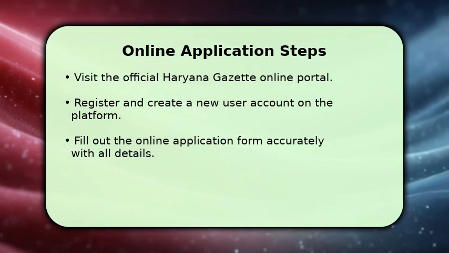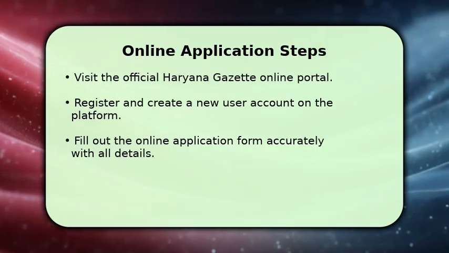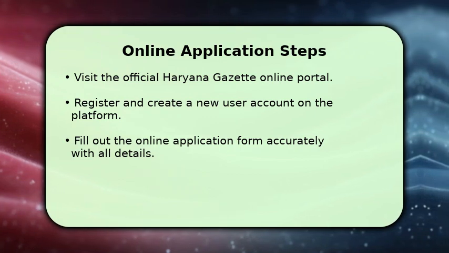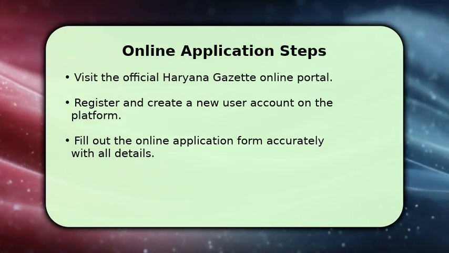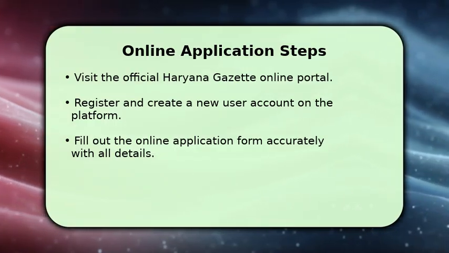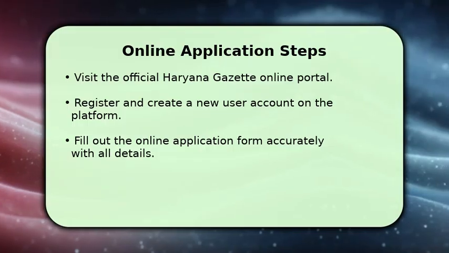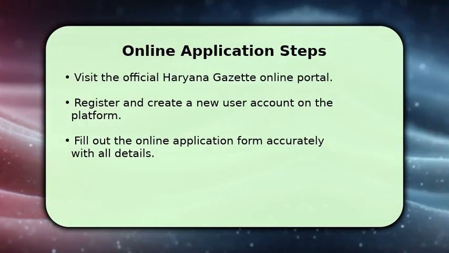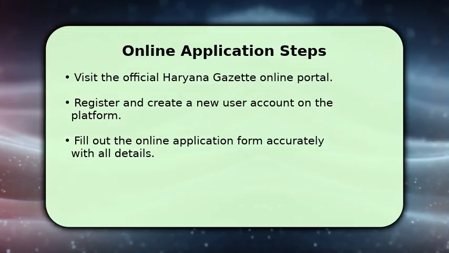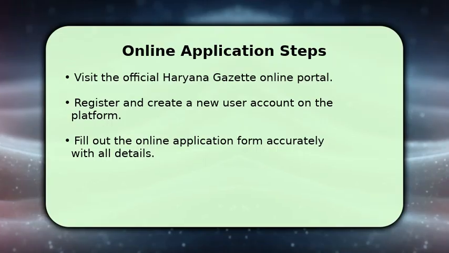Now, let's dive into the online application. Start by visiting the official Haryana Gazette online portal. Once there, you will need to register and create a new user account. Carefully fill out the online application form, ensuring all details are accurate and complete. After filling the form, proceed to upload scanned copies of all your prepared supporting documents. Double-check everything before moving forward.